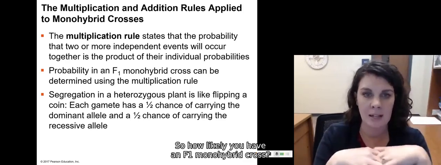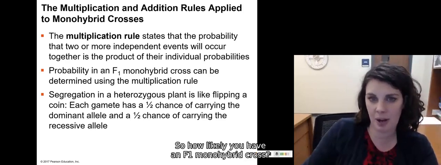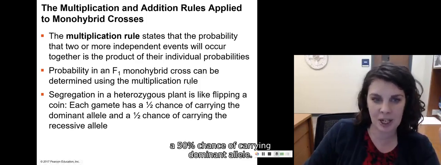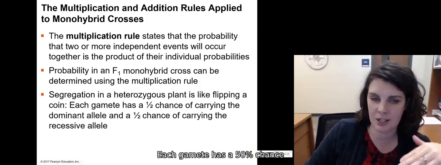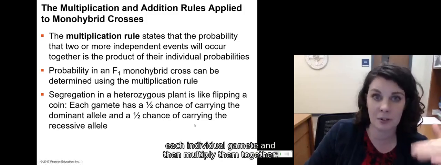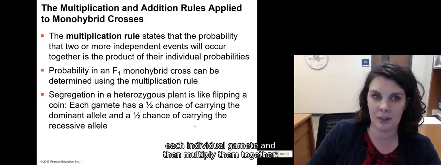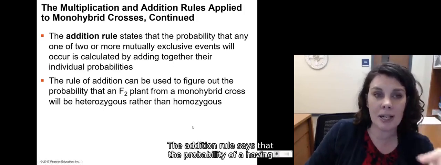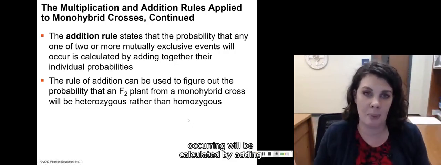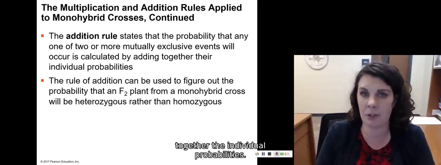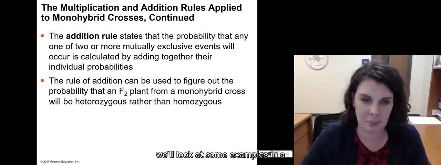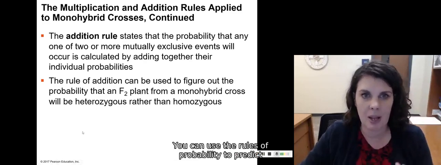And so for an F1 monohybrid cross, you can use the multiplication rule. Each gamete has a 50% chance of carrying the dominant allele, and a 50% chance of carrying the recessive allele. So that's flipping a coin for each individual gamete and then multiplying them together. The addition rule says that the probability of two or more mutually exclusive events occurring is calculated by adding together their individual probabilities. We'll look at some examples in a second because I don't want to confuse you at this point.